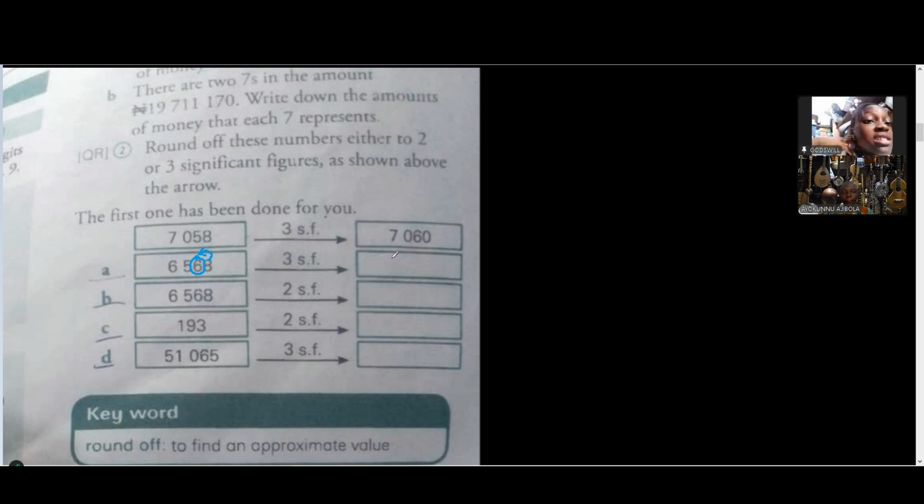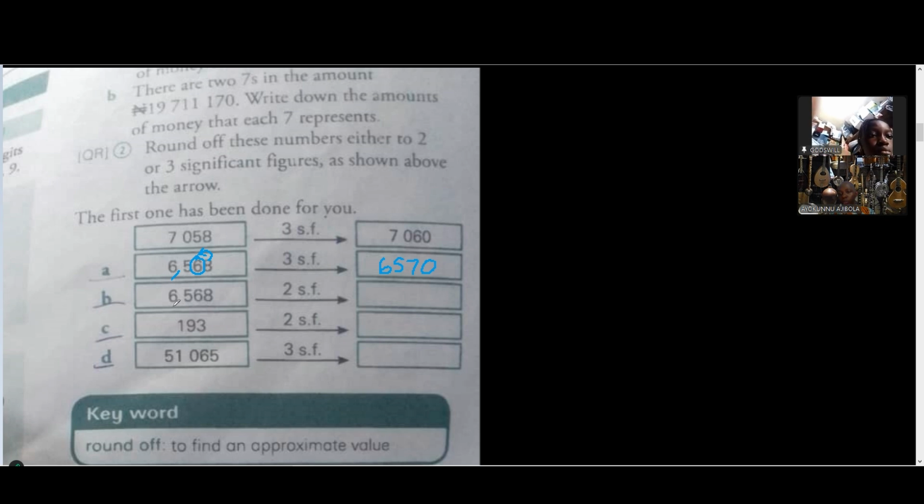So what should I write? 657, then zero. Don't lose that place value of zero, okay? You know it is 6,568. If you remove that zero, it becomes 657, which has changed the value, okay? So as it is now, it is only the 68 that became 70. 6,500 is still there. So it doesn't lose the actual value of the figure.